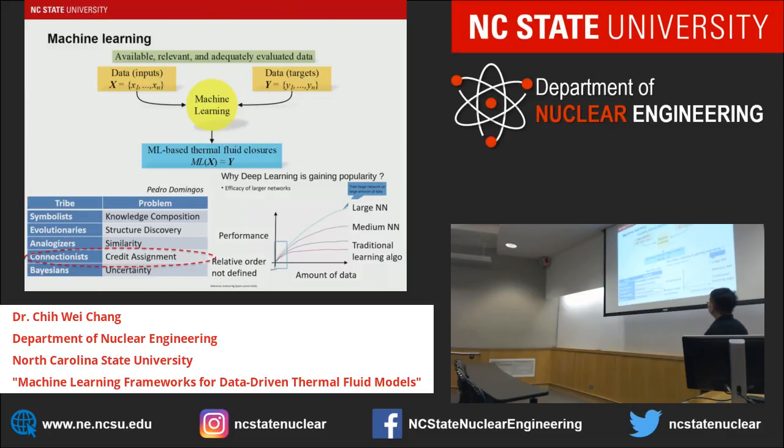So this is a picture showing the performance of different neural network models and the traditional learning algorithm. When we increase the amount of data, we can see that the traditional learning algorithm like Gaussian process regression or logistic regression will saturate at some point. So when we increase the data, the performance will not increase. The performance of the model means whether the model can accurately predict our results.